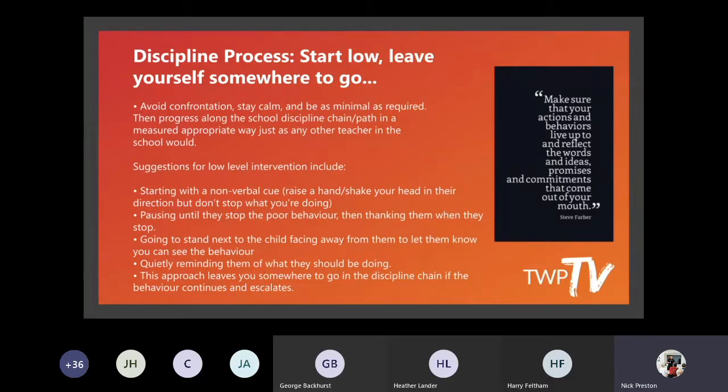Okay, so on the right hand side there's a nice little quote: make sure that your actions and behaviors live up to and reflect the words, ideas, promises and commitments that come out of your mouth. Because I hear it all the time: "Do that again and you're sitting out." Guess what? They do it again. "What are you going to do, sir? You didn't sit me out last time you said I was going to sit out." And you've lost them. So it's really important that what you say with your discipline or your sanctions, so to speak, are consistent.